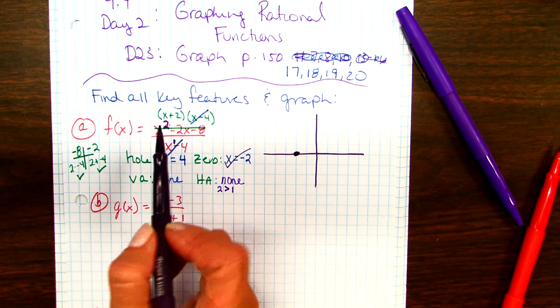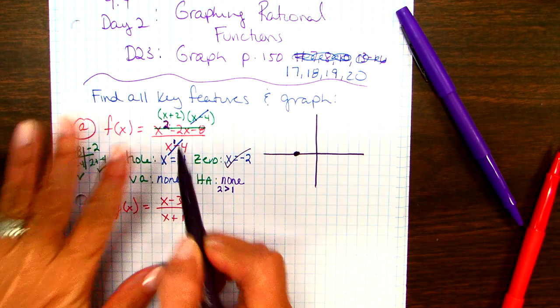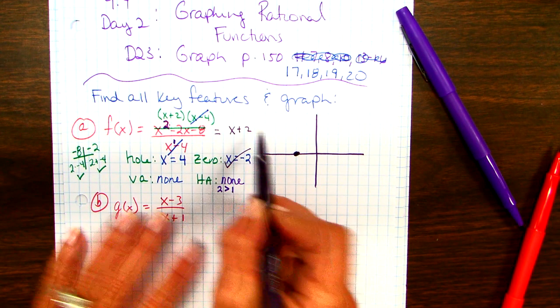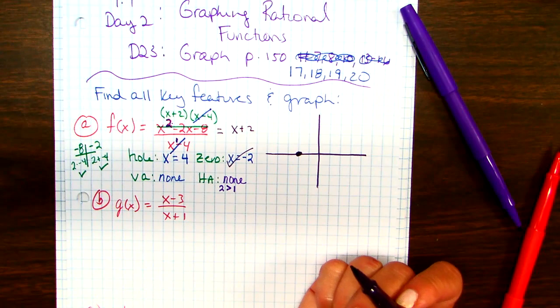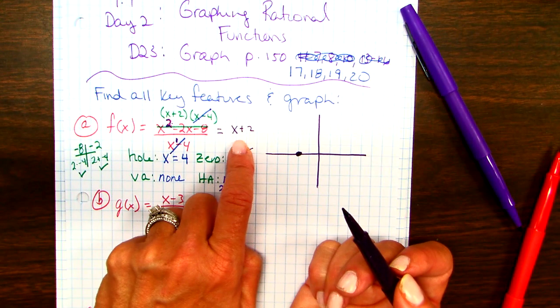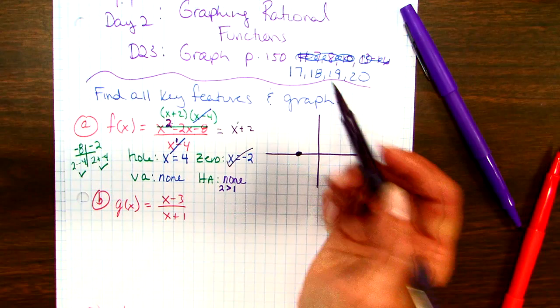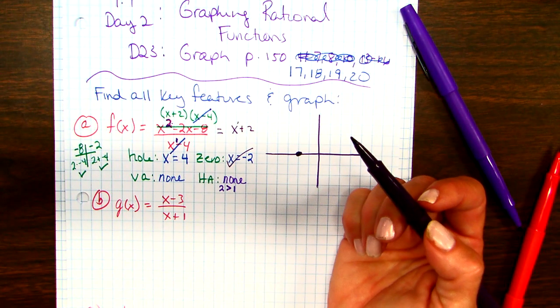Hold on a second. Look and see what you have left. After we canceled, all that's left is just x plus 2. Everything else canceled. What type of graph is that? Linear. Very good. Who said that? Carol? Good job. x to the first. This is a line. Now you can make an XY chart if you want to.